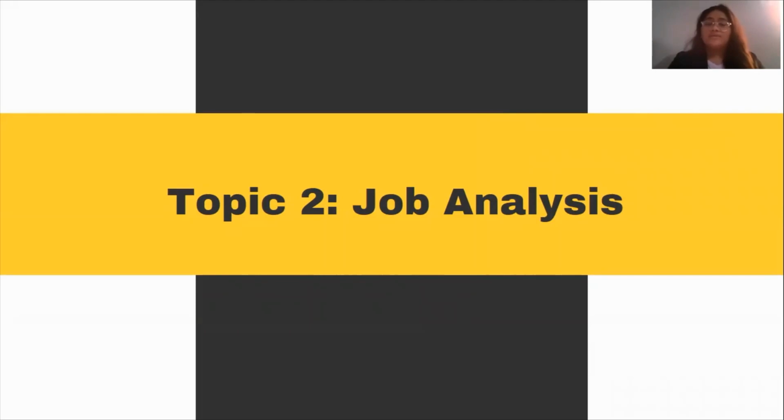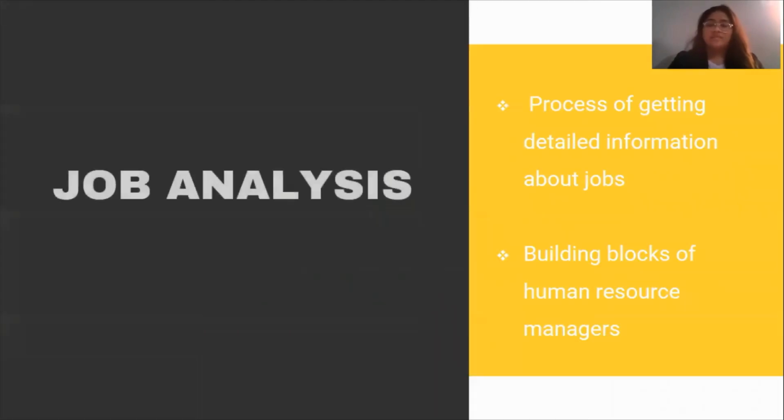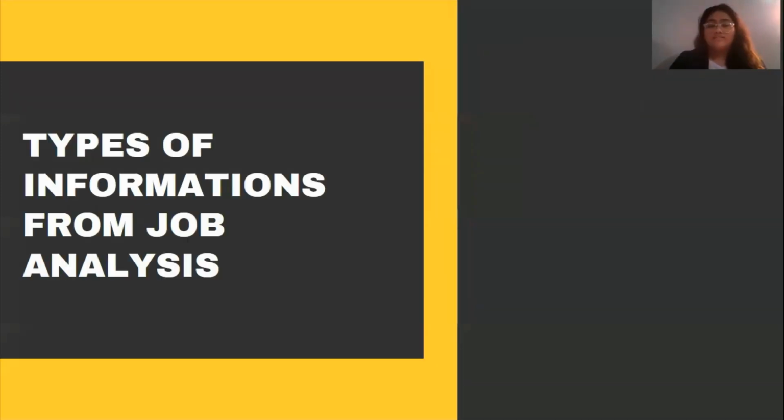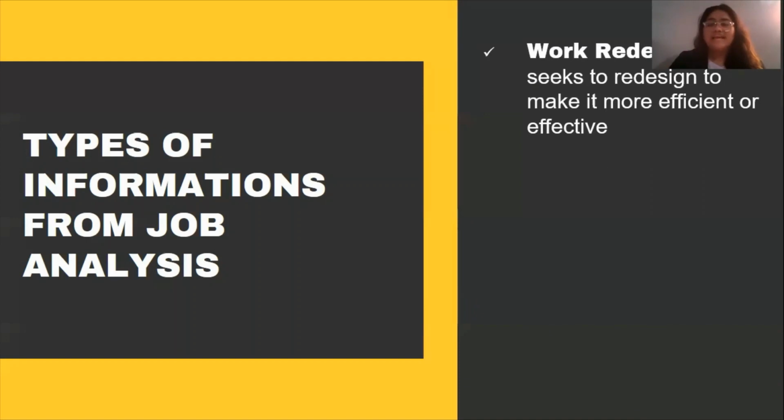Now we go to topic 2, job analysis. Job analysis is the process of getting detailed information about jobs, the building blocks of human resource managers. It requires types of information, and these are selection, performance appraisal, training, job evaluation, career planning, work redesign, and human resource planning. Work redesign seeks to redesign jobs to make them more efficient or effective.